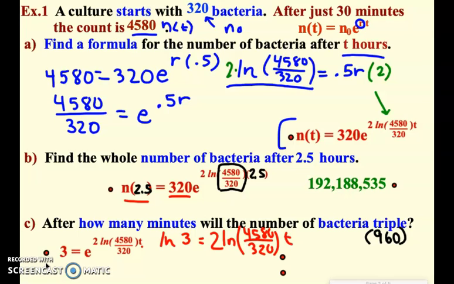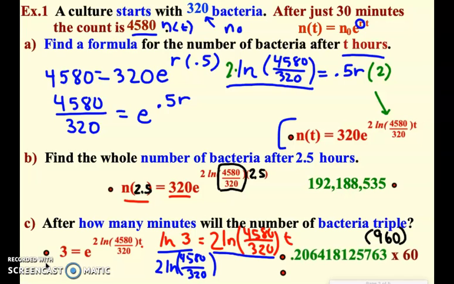As you type this in your calculator, you will divide by this entire quantity. So divide by that natural log of 4580 over 320. And that will give you time. Keep in mind that when you get that, time is in hours, and we want the time in minutes. So if you take the 0.206 that you get from your calculator, and I rounded generously, times 60 minutes in an hour, you'll get 12.4 minutes. So just pay attention to your units. That could be the tricky part for sure.